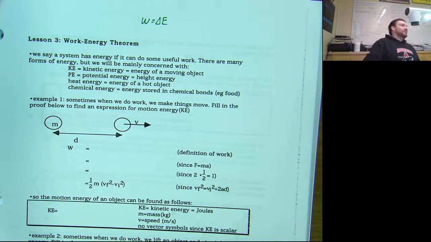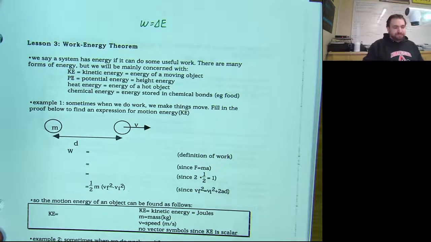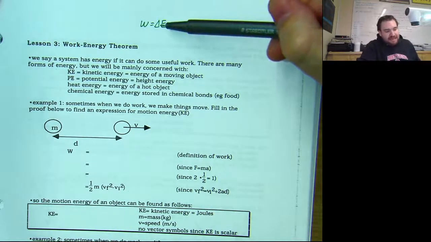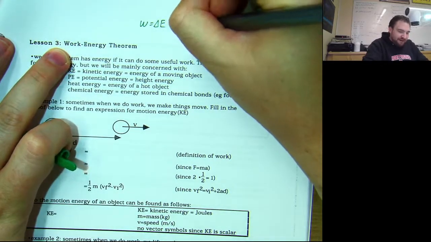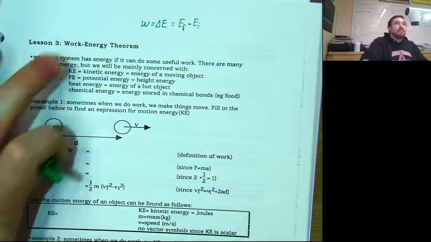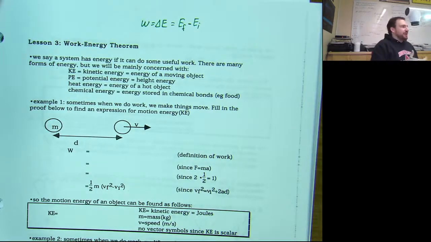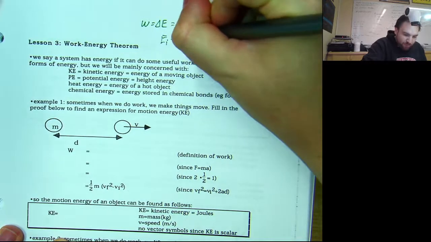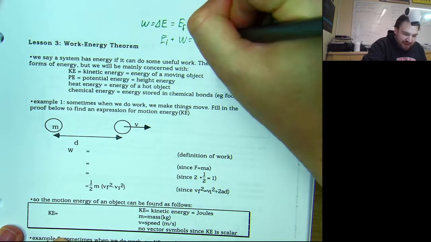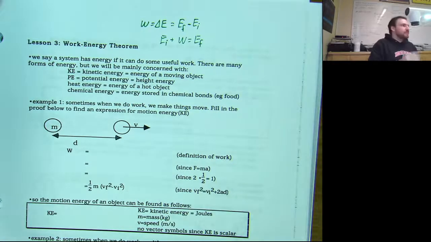The idea that work is equal to a change in energy is the basis for the work energy theorem. So delta E, I can rewrite as our energy final minus our energy initial. And then I can just rearrange the equation. I can just add the initial energy to both sides. So the expression will look like this: energy initial plus work equals energy final. And that is the work energy theorem.